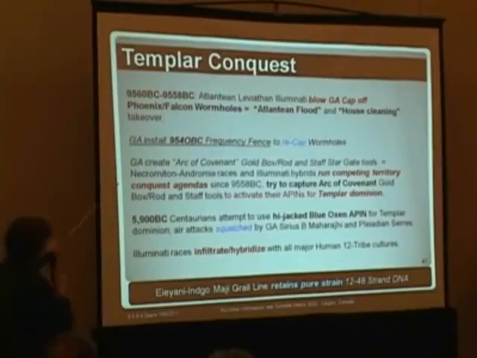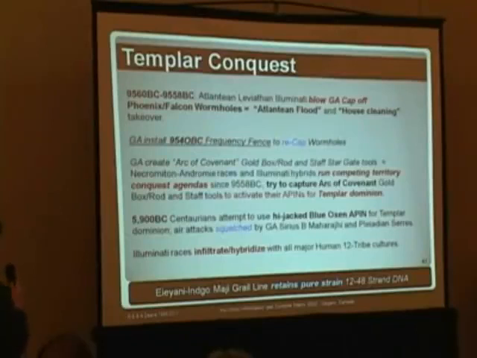So we have the Necromaton and Andromi races and Illuminati hybrids running competing territory conquest agendas, trying to capture the Ark of the Covenant gold box, rod and staff tools so that they can activate their APIN systems for Templar Dominion. So the rod and staff tools are what also activate the APIN systems.